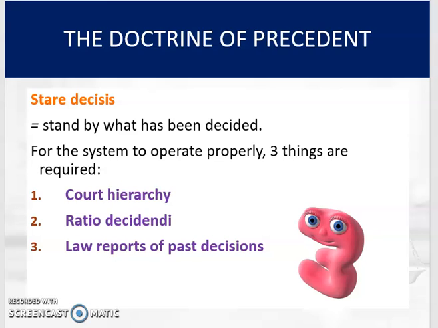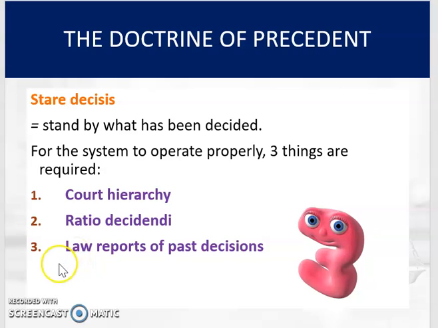Hello everyone and welcome to our second video tutorial on judicial precedent. In the first video we looked at an overview of precedent and we also looked at how court hierarchy is necessary in order for precedent to work. In today's video tutorial we're going to be looking at the second and third requirements for precedent to work, i.e. ratio decidendi and law reports.